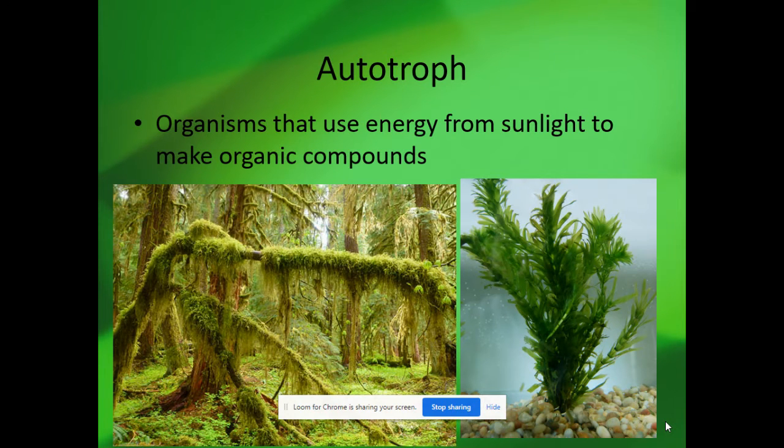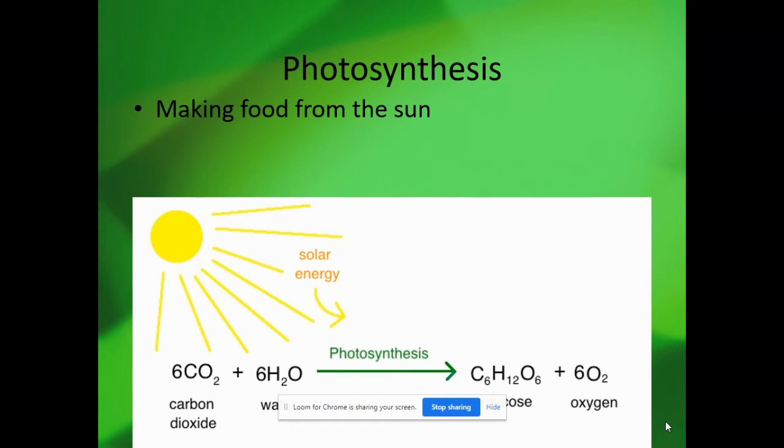So the first one is an autotroph, and these are organisms that use energy from sunlight to make organic compounds. And we always call plants autotrophs because they are really the only ones that can create energy. We can't go outside and just stand in the sun and catch lunch. We actually have to eat in order to do that.